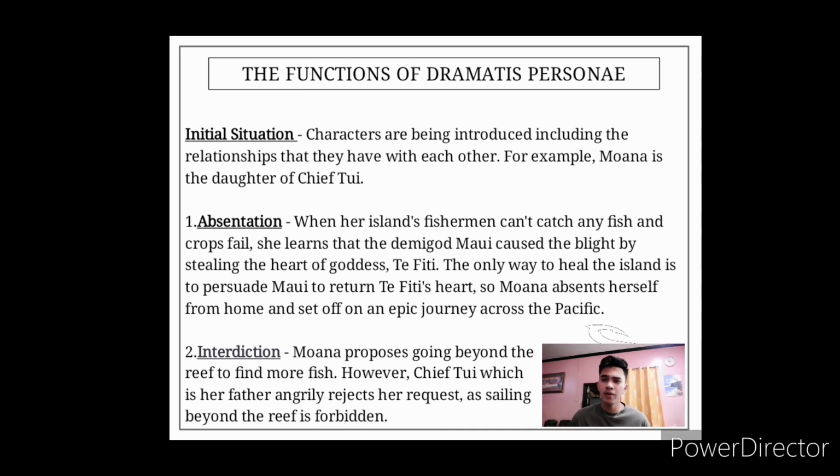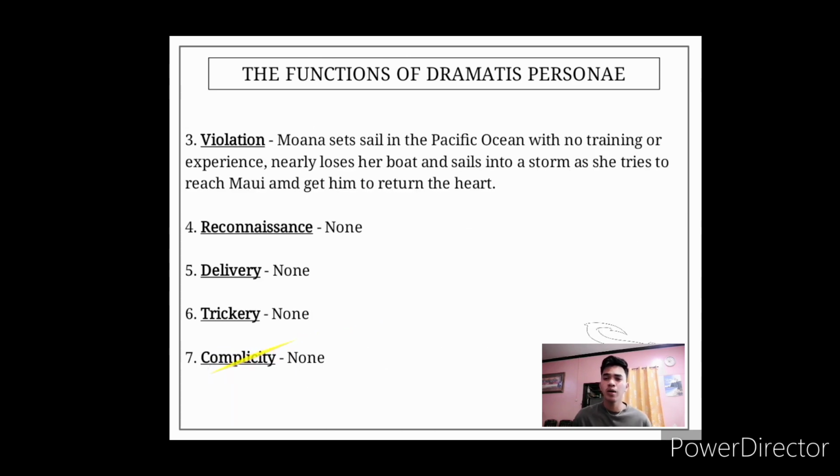Next we have violation. The interdiction is violated. This function is also visible in the story. Even though Chief Tui forbids Moana to go beyond the reef, Moana sets sail in the Pacific Ocean with no training or experience, nearly loses her boat and sails into a storm as she tries to reach Maui and get him to return the heart.